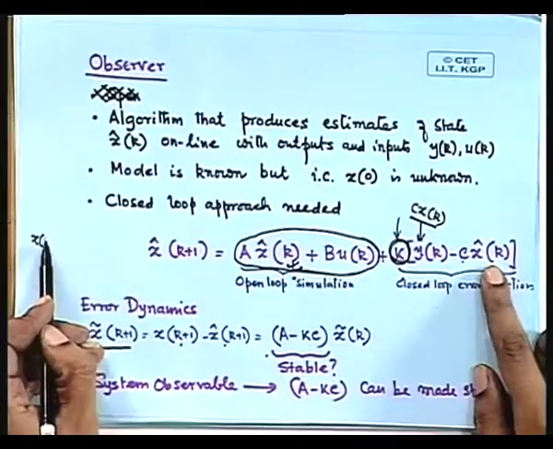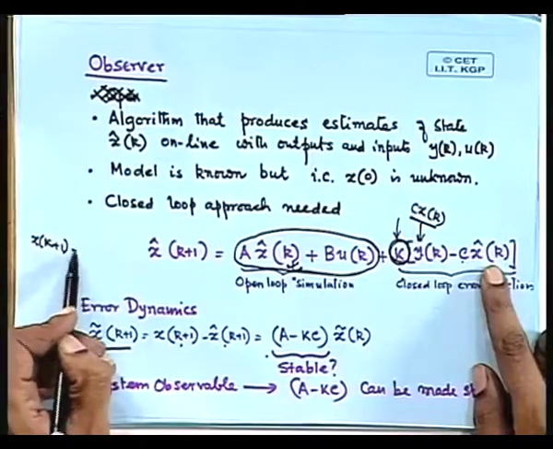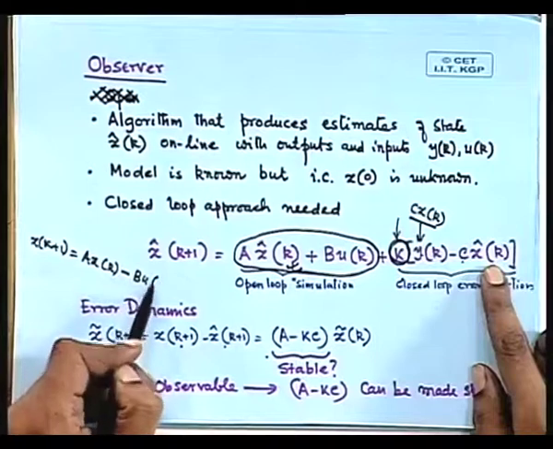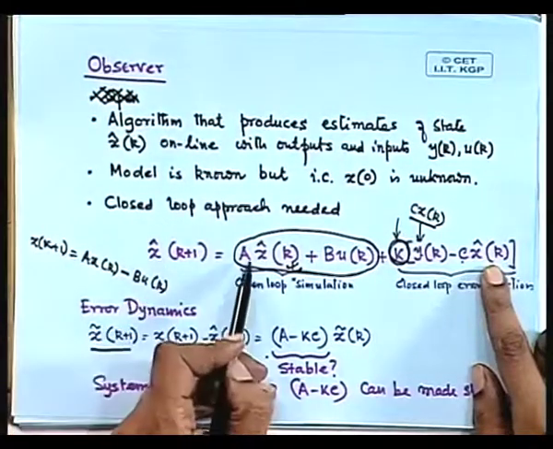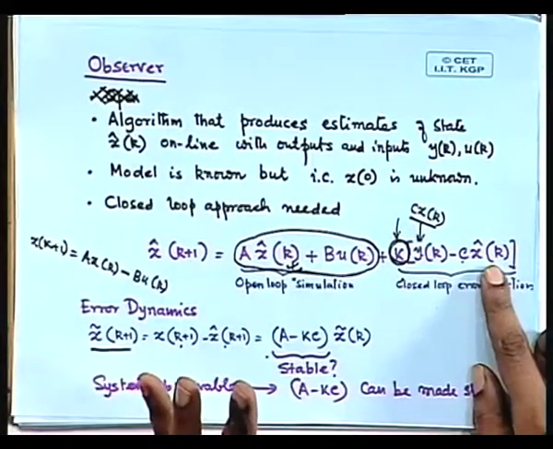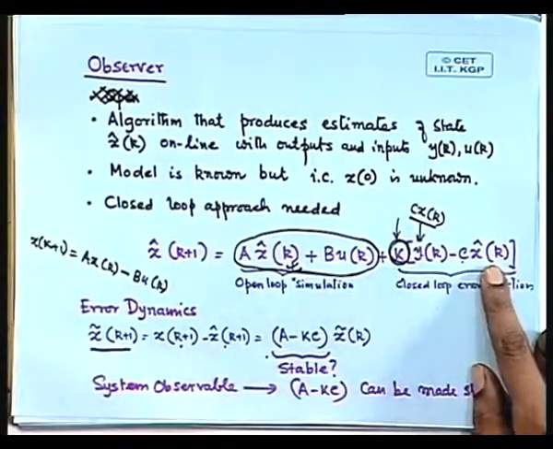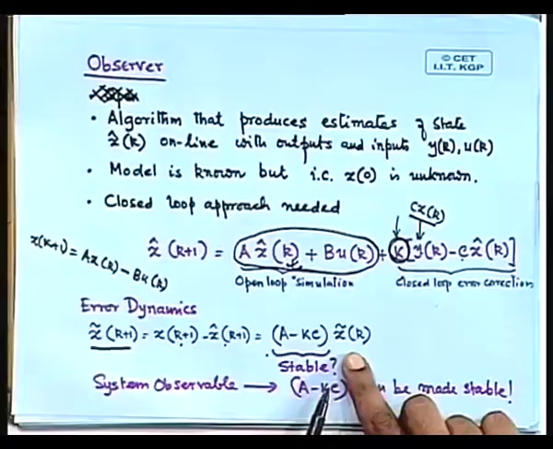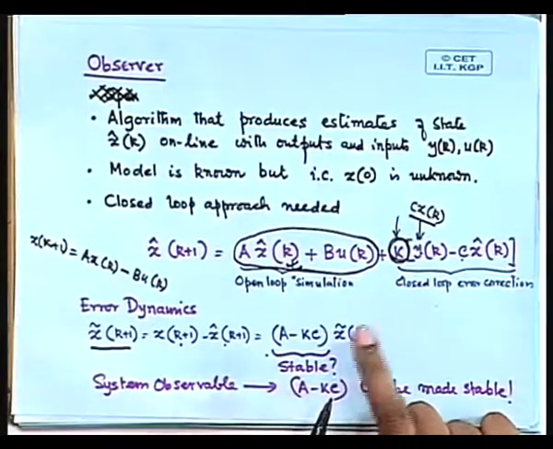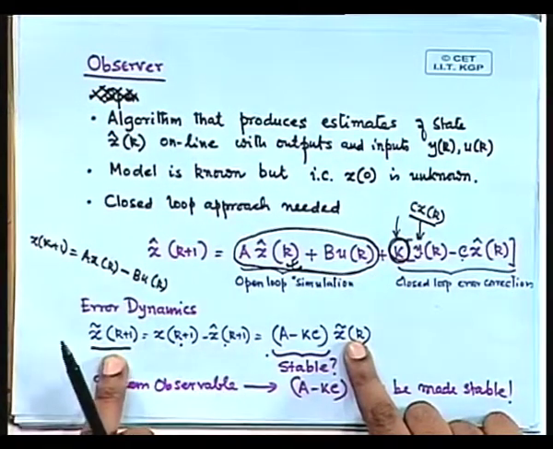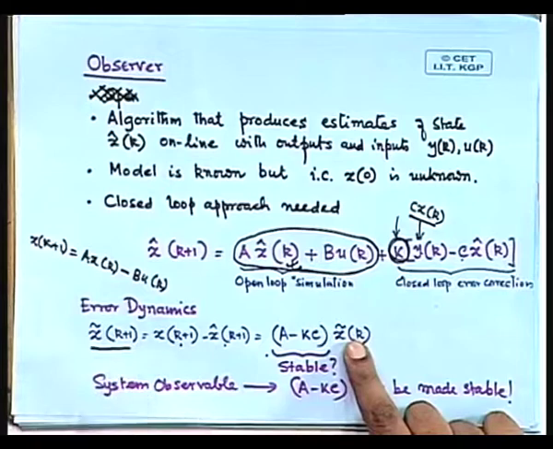And if you do xk plus 1 minus this, it is equal to Axk plus Buk minus the estimate. So if you subtract, then what will happen? It will be A into x minus x hat, and B will get cut. So it will be A minus KC. This is very standard, I don't think I need to elaborate on this. So now this was your error of estimation in the kth step, and this is the error in the k plus 1th step. So it shows the one step evolution of the error.